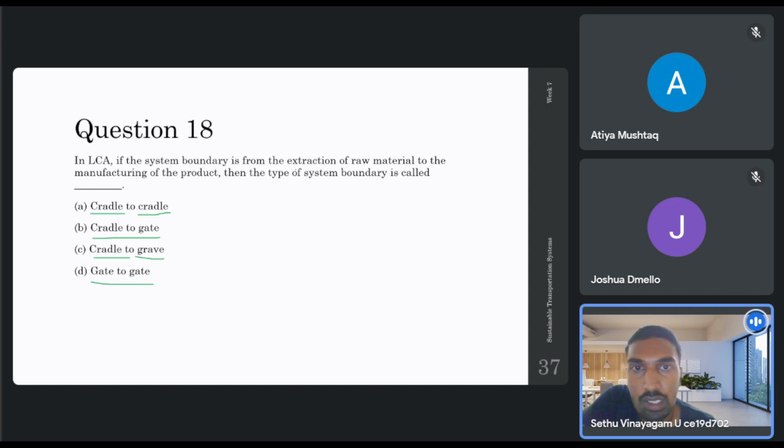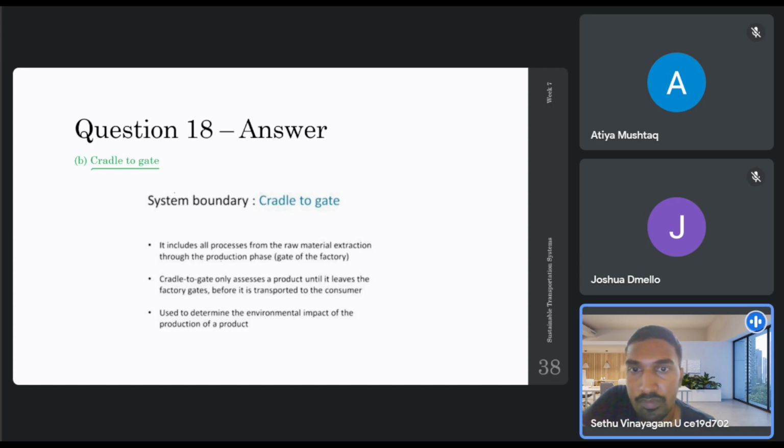Whereas here we are talking about extraction of raw materials till the manufacturing of the product, in which case we are looking from cradle up to the gate, right? So therefore the right option is B. In cradle to gate, we include all the processes from raw material extraction all through the production phase, till it leaves the factory. So that is cradle to gate.